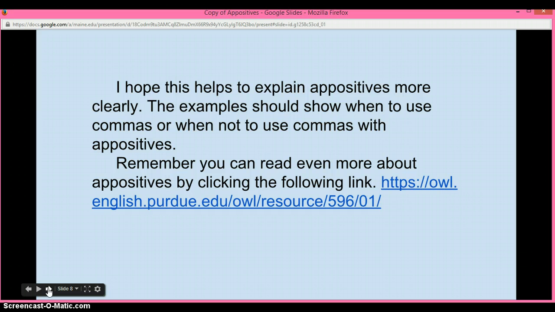So hopefully these examples help explain appositives a little bit more.